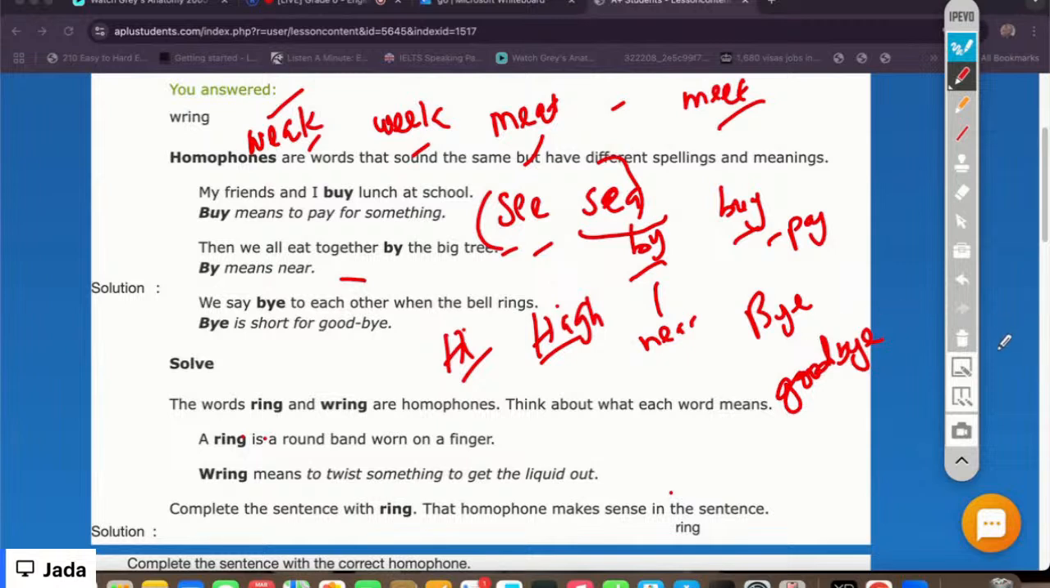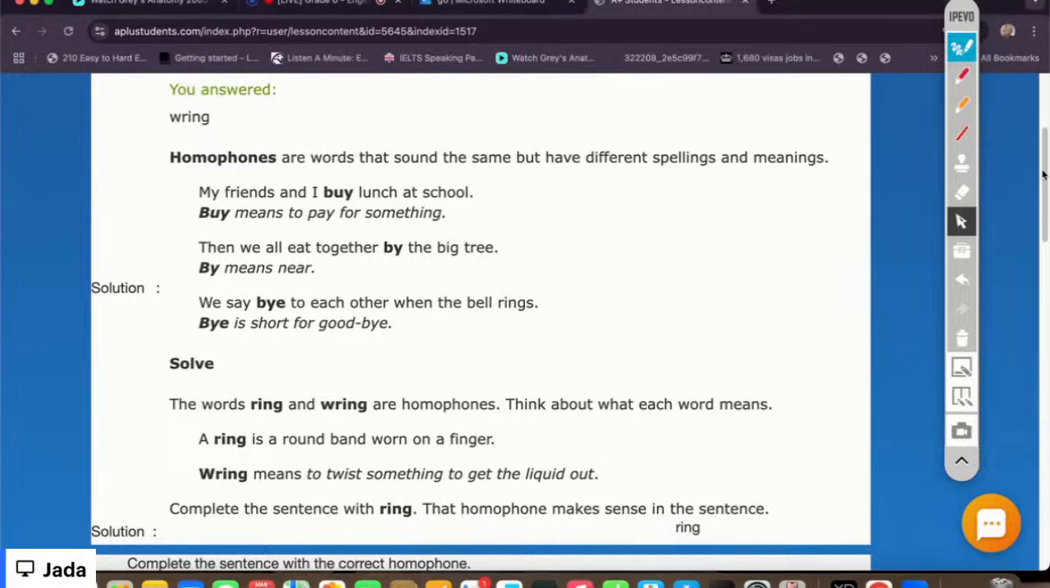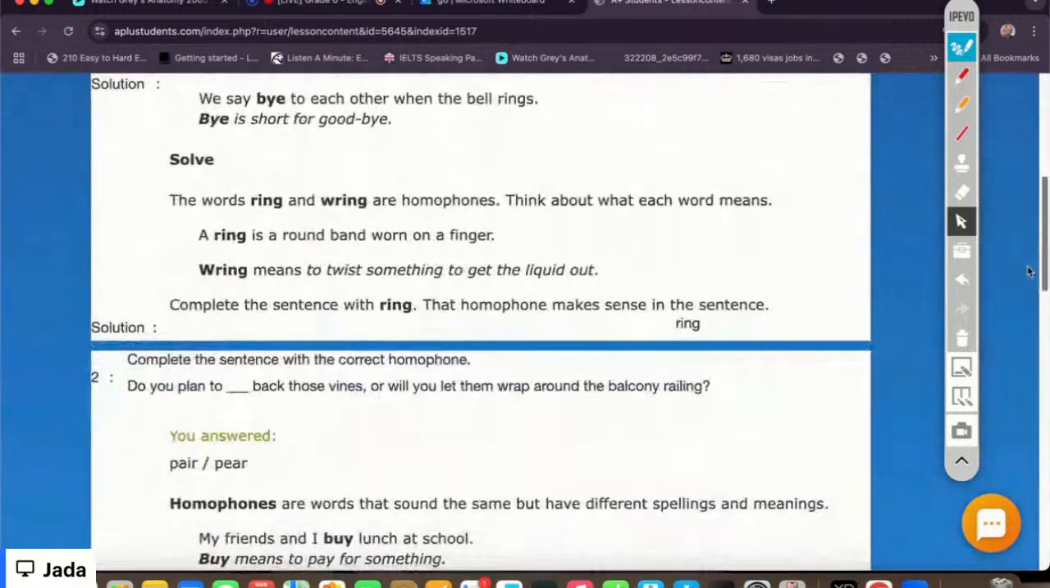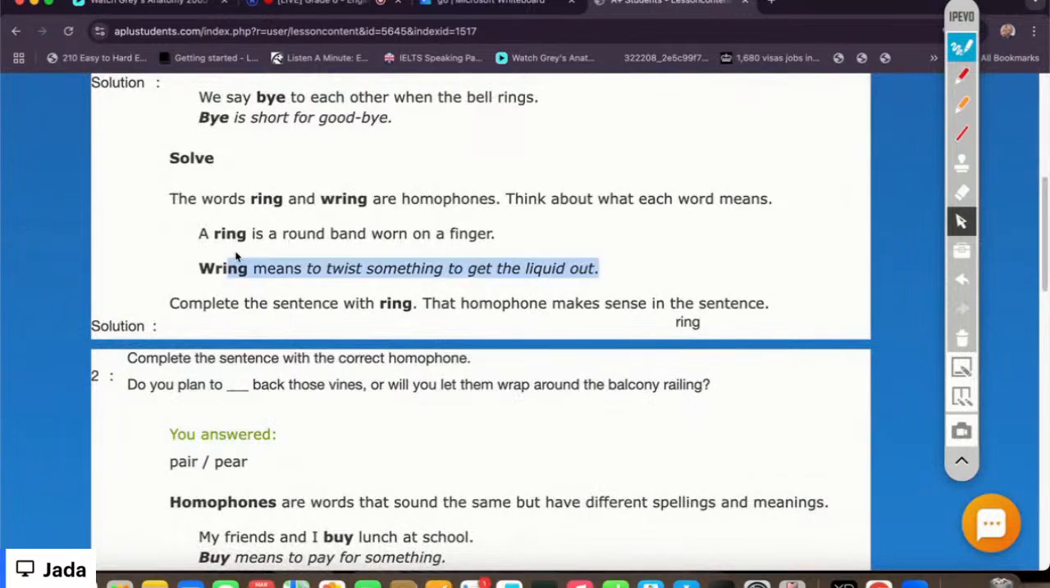So let's look at some examples also from here. Complete the sentence with the correct homophone. Vicky took off her gold ring while she was washing the dishes and then she accidentally left it beside the sink. So what? Ring or wring? You can see that they both sound the same, but ring is a round band worn on a finger, and then this wring means to twist something to get the liquid out. So obviously it cannot be this one because the sentence makes us know that it is the round band that people wear on their fingers. Okay?